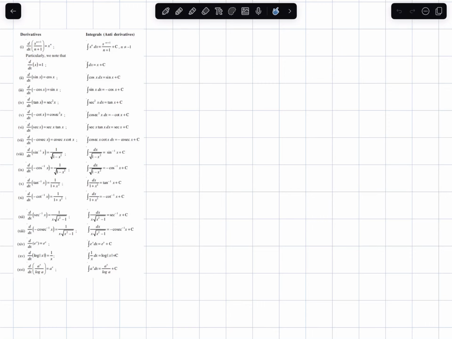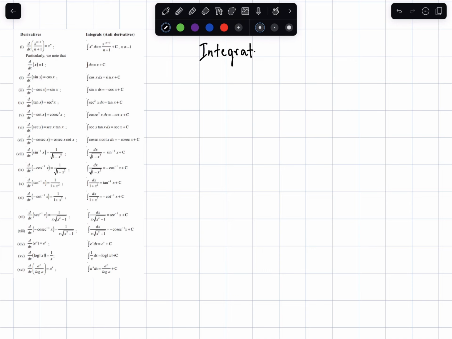So today we're going to look at a new subject in math called integration. So, integration. In simple terms, integration is just the opposite of differentiation.